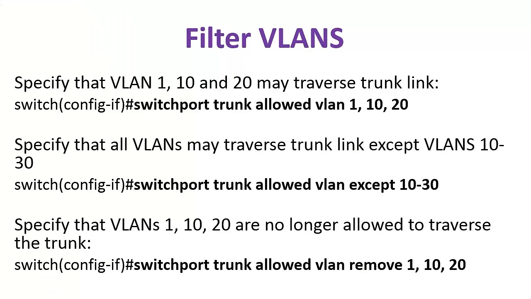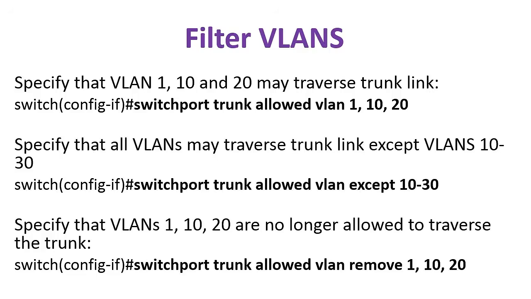So here's how you filter VLANs over a trunk. Specifically, use the switchport trunk allowed vlan command. For example, if you want to specify that VLANs 1, 10, and 20 may traverse the trunk link, you program switchport trunk allowed vlan 1,10,20. If you want to specify that all VLANs may traverse a trunk link except VLANs 10 through 30, for example 10, 11, 12, then you would program switchport trunk allowed vlan except 10-30.